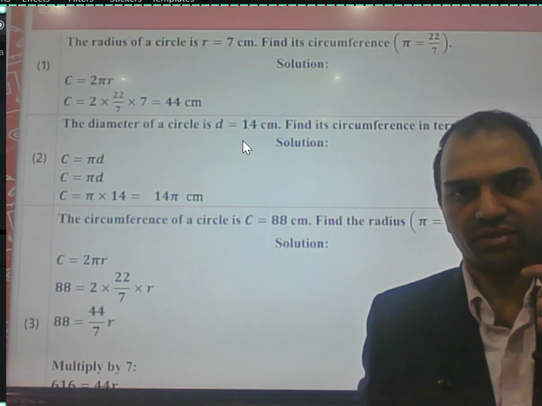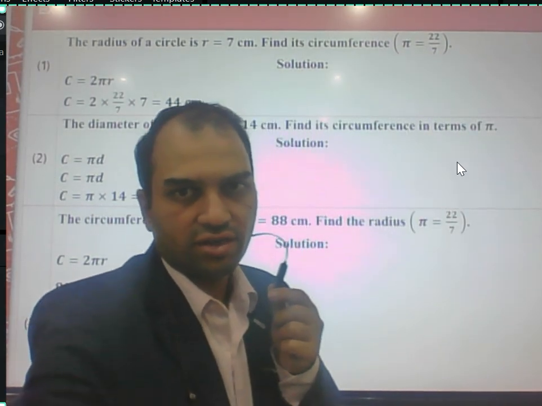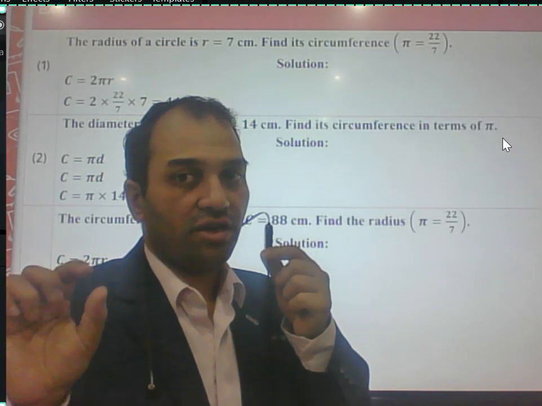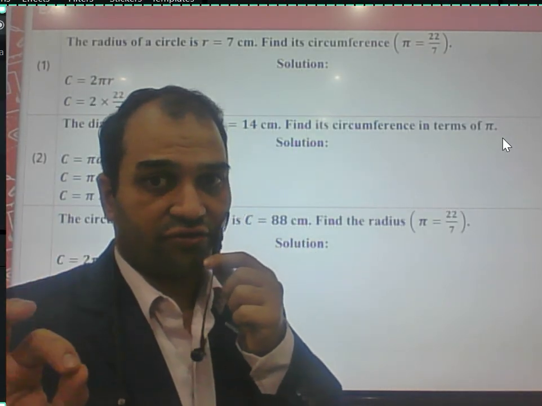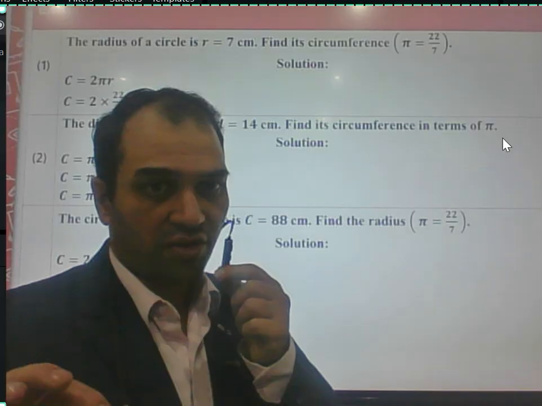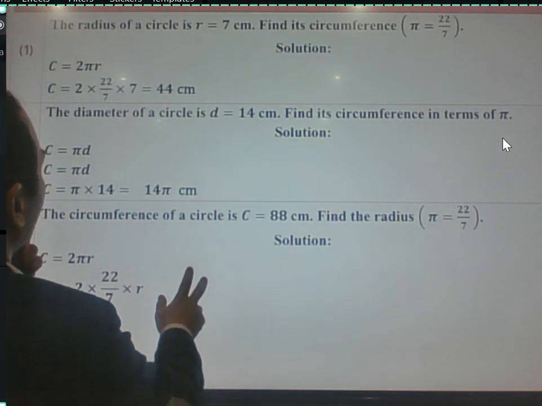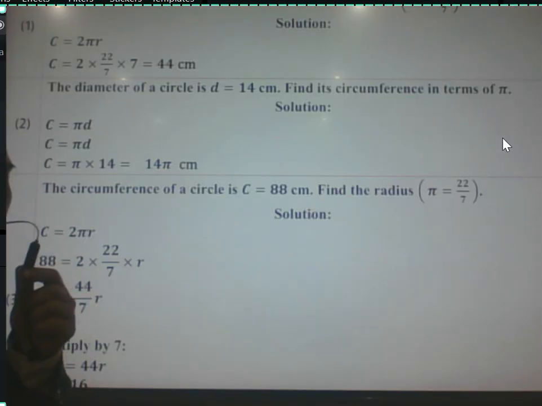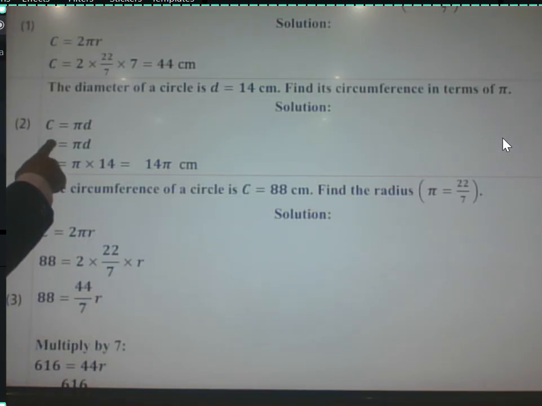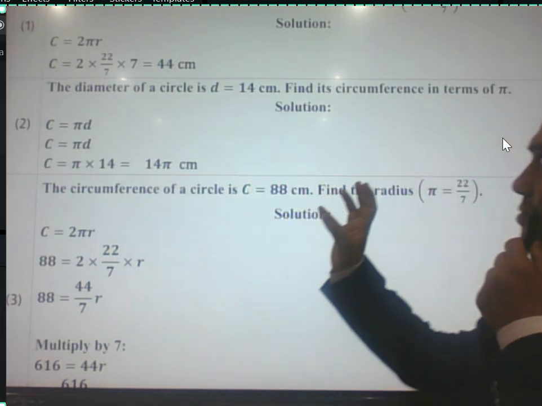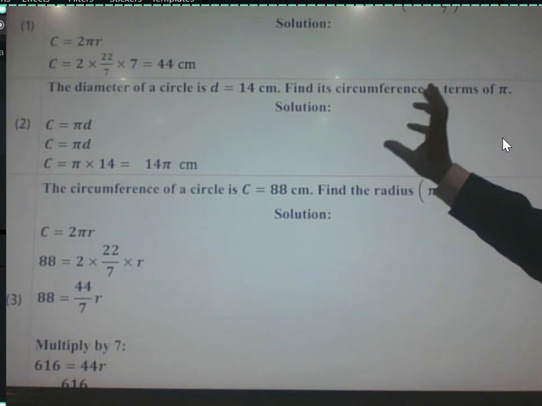Circumference by using pi. Okay, don't put pi equal 22/7 or 3.14. No, he tells you in the example, find its circumference in terms of pi. Okay, like this. You saw the answer in this question. Don't use 22/7. The circumference of a circle equals pi times diameter, pi times 14. The result will be 14 pi centimeter. Okay. If he asks you to use pi in the answer, don't put the value of pi.